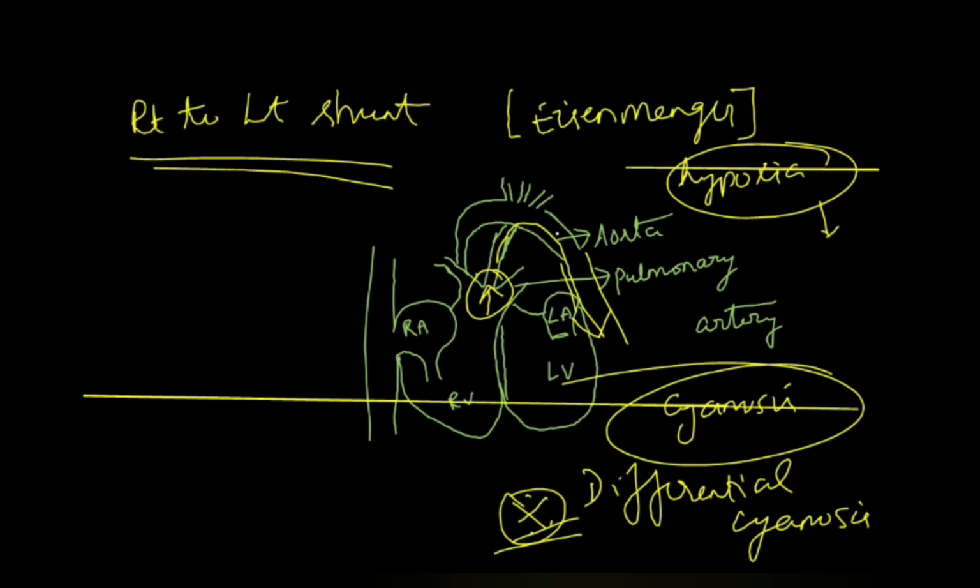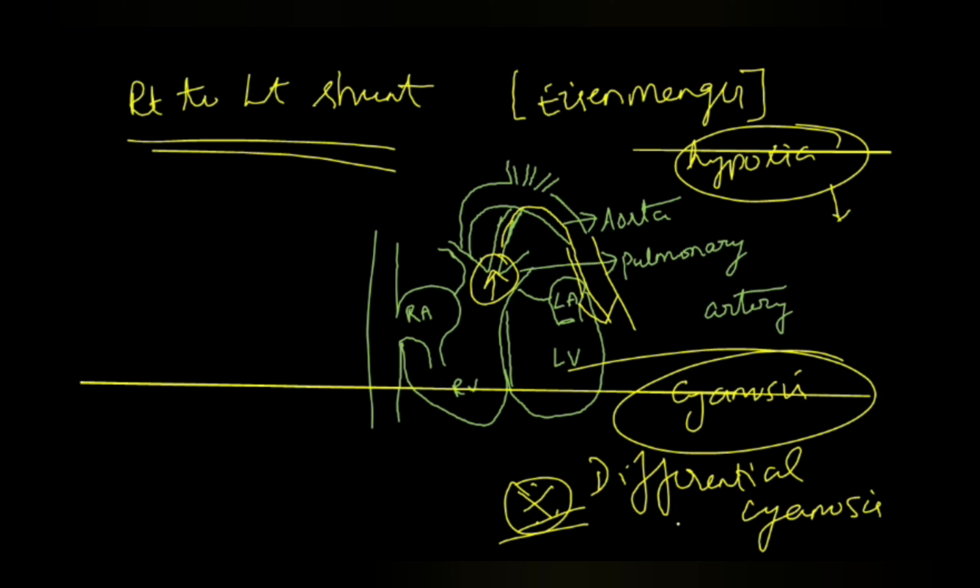So it is called differential cyanosis. Now apart from this, the child can also develop infective endocarditis. So one they can develop is heart failure, second is right to left shunt or Eisenmenger syndrome, and third they can also be prone to develop infective endocarditis.